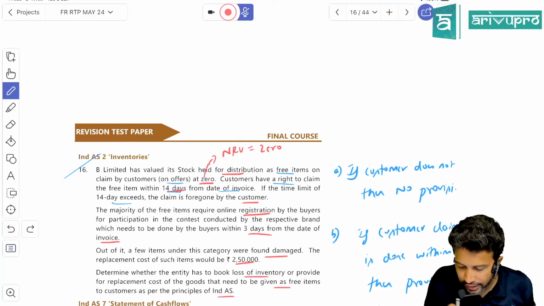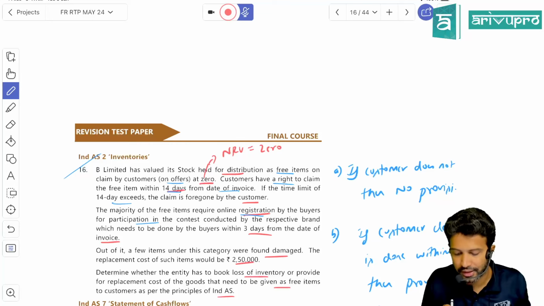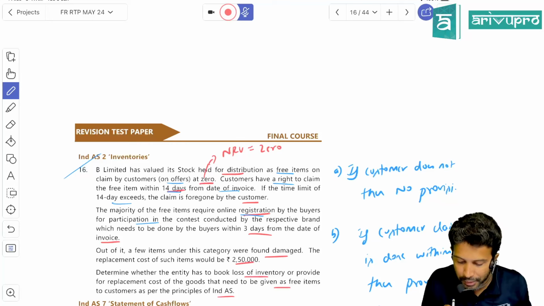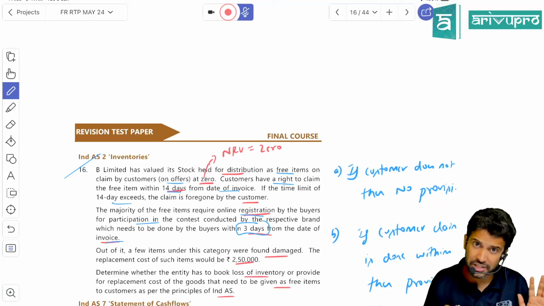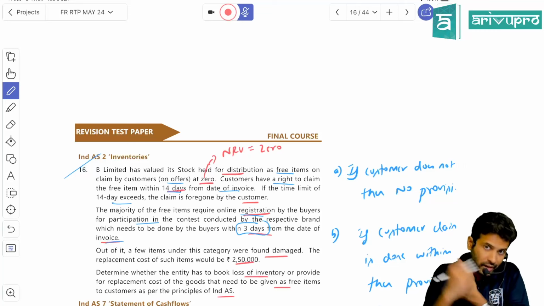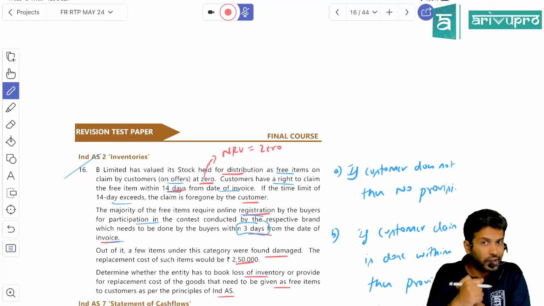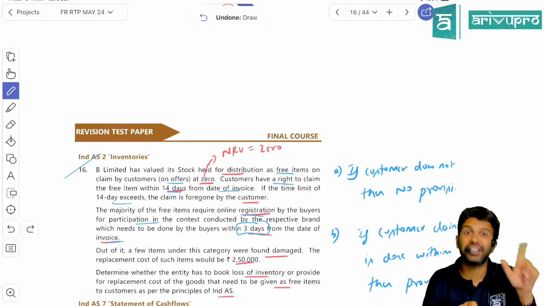The majority of free items require online registration by the buyers for participation in the contest conducted by the respective brand, which needs to be done by buyers within 3 days from the invoice date. Okay, I mean, there are 2 conditions to be satisfied by the customer to get this free item. 1, he has to claim for this free item within 14 days from the invoice date. 2, he also has to do online registration within 3 days.